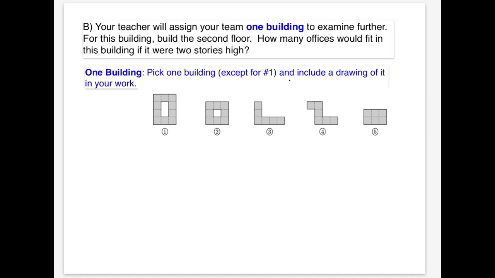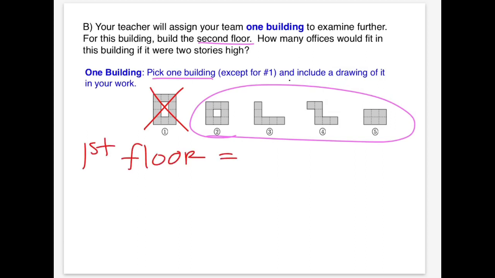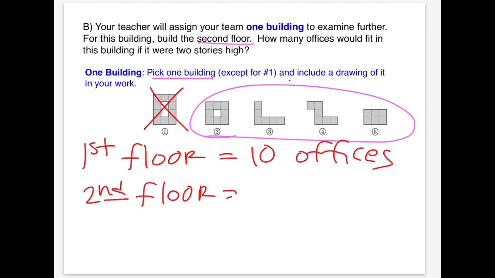Part B, your teacher will assign your team 1 building to examine further. For this building, build the second floor. How many offices would fit in this building if it was 2-story high? So you may pick one building. You may pick any of these except for number 1, because I will be using that as an example. 10 offices. We need 2 floors. 10 offices, 20 offices.